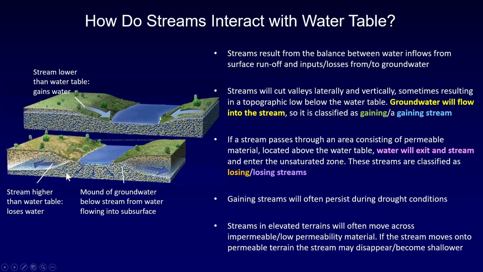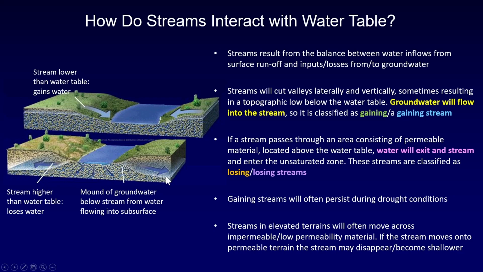So in this lower diagram, you can see we have a situation where our water table over here and here is much lower compared to our surface. You can see there's quite a thick unsaturated zone there. Now, in the case of our river, it's coming along and it's moving across this region of unsaturated permeable material. And so what's happening is water is going to leave our river and enter the unsaturated zone.